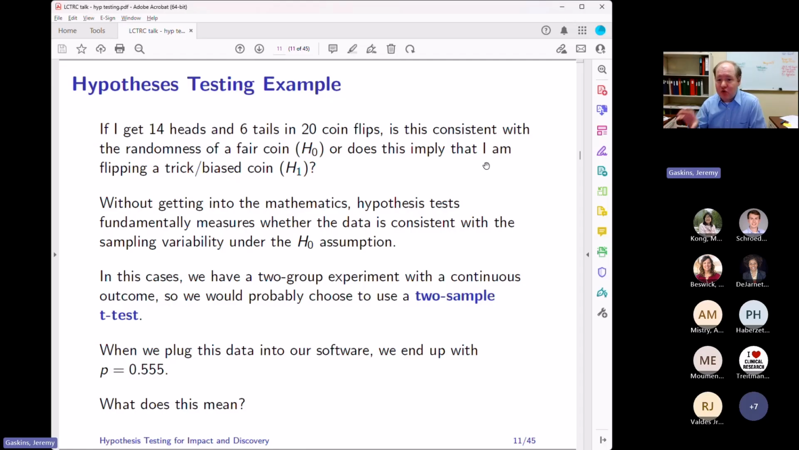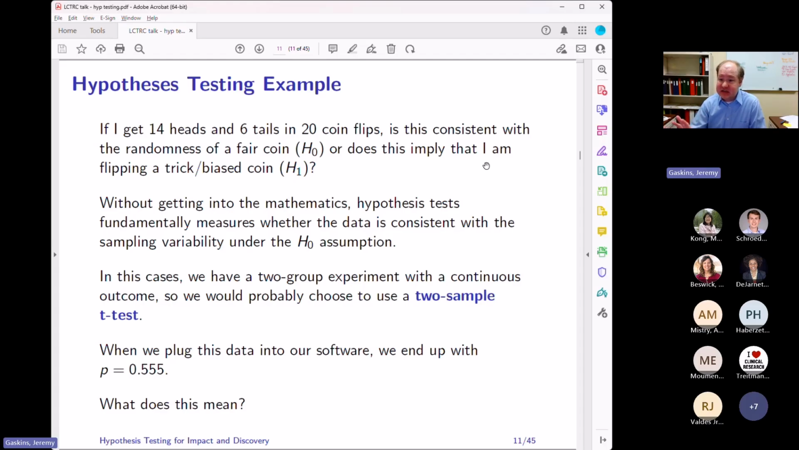imagine I flip a coin 20 times and I get 14 heads and 6 tails. My question is, I got 14 heads and only 6 tails. That feels like I got a whole lot more heads than tails. But is this actual result, 14 heads, consistent with the randomness of a fair coin? That would be our null, our H naught, our null hypothesis: I have a fair coin, there's nothing fishy going on. Or would getting 14 heads out of 20 flips imply that I'm using some sort of trick or biased coin? That would be my H1.